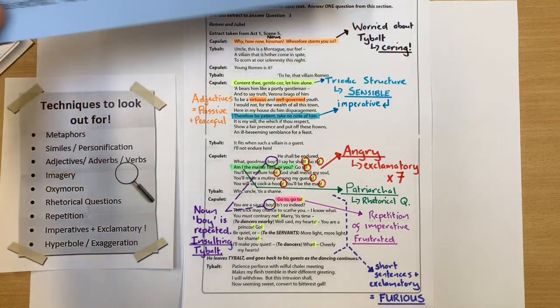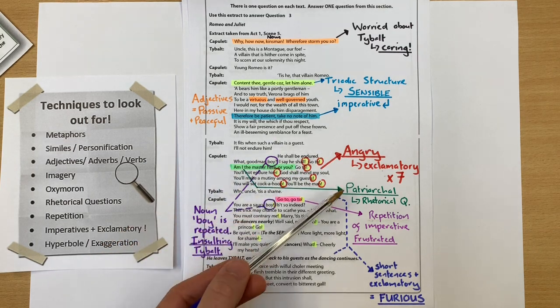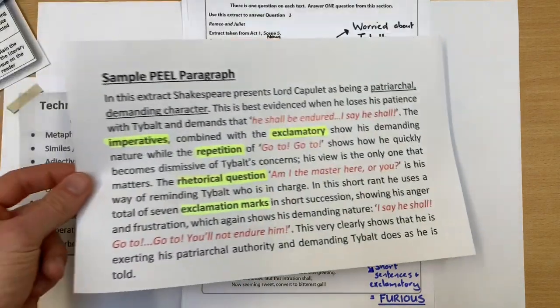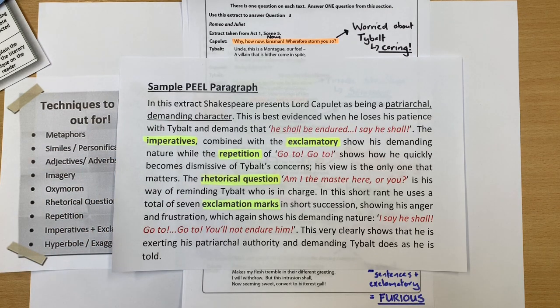What I'd like to do now is share a paragraph with you, a completed PEEL paragraph, which details how Lord Capulet is being presented as patriarchal and dominant, particularly in this exchange here. And if you'd like to just pause this for a minute and have a quick read of this sample PEEL paragraph, and then we'll continue on in a few seconds.